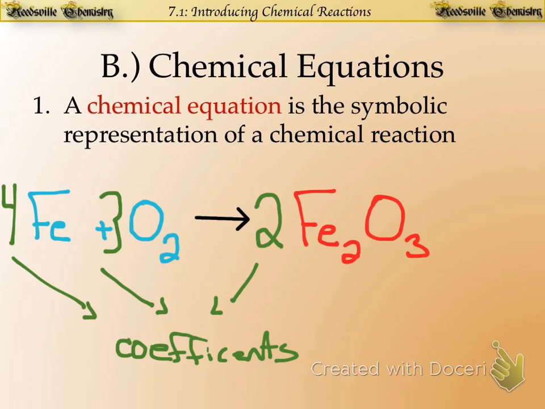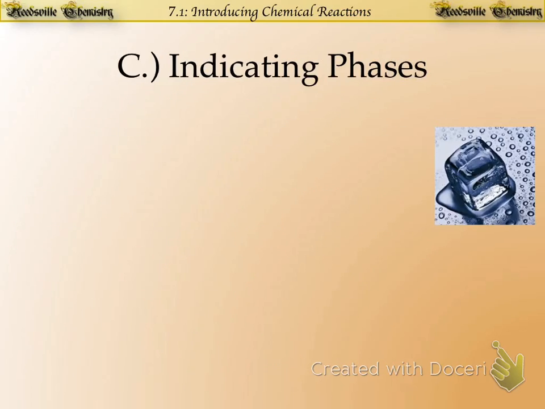One thing to take note of when you're working with coefficients is that if you're going to be asked, well, how many iron atoms do I actually have? You have to multiply the iron subscript by that proper coefficient. Okay. That's good for now for chemical equations.